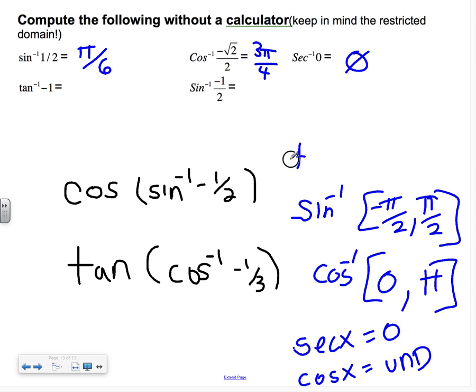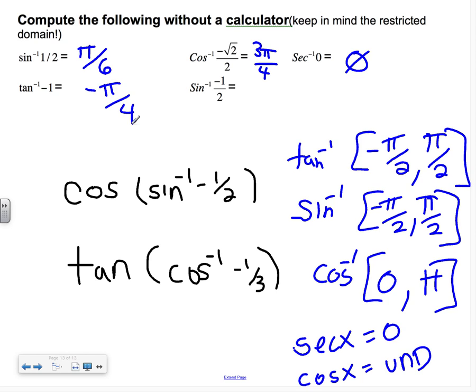Inverse tangent of negative 1. Remember, inverse tangent goes from negative pi over 2 to pi over 2. What angle in that range has a tangent of negative 1? Where are sine and cosine equal? 45 degrees, so it's pi over 4, but it needs to be negative. I cannot tell you 3 pi over 4 or 7 pi over 4. It has to be between these values, between the fourth quadrant and the first quadrant, so I would say negative pi over 4.